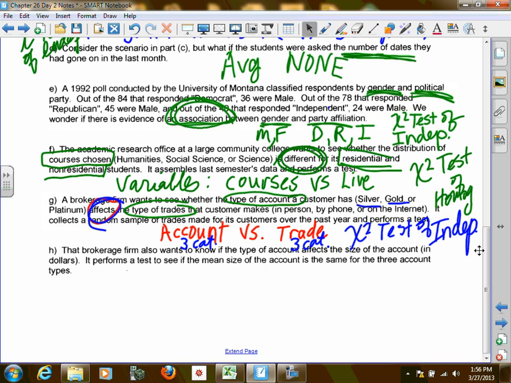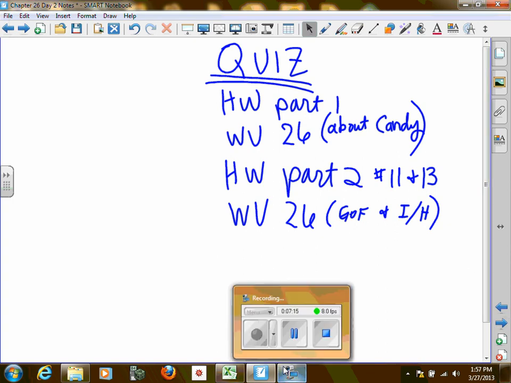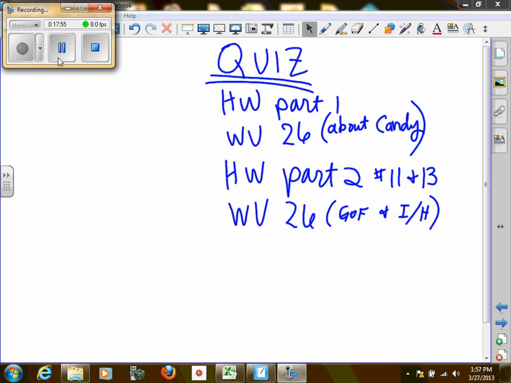Okay, so the last one ended up being numerical, but don't forget that these are the 4 things you will turn in with your quiz tomorrow. Your homework part 1, homework part 2, and the 2 warm-ups this week we've done. And the 70 to 80 on the packet.